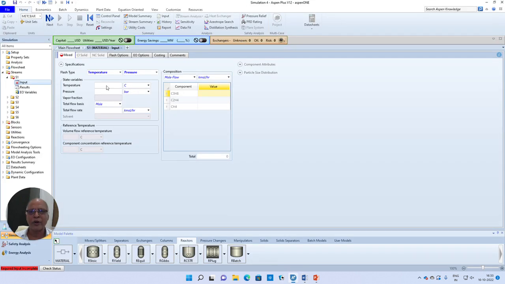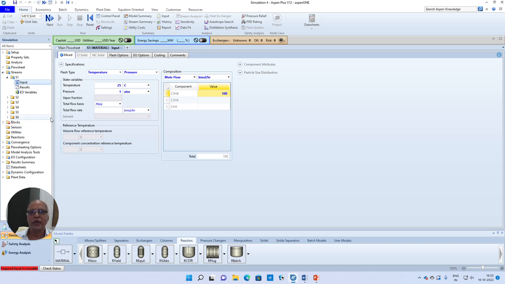So let me presume some temperature, 25 degrees centigrade, maybe 1 atmosphere. This is the condition at which the feed is entering. And we know in the problem statement, pure C3H8 is entering into the system. Okay, so we have defined stream 1.